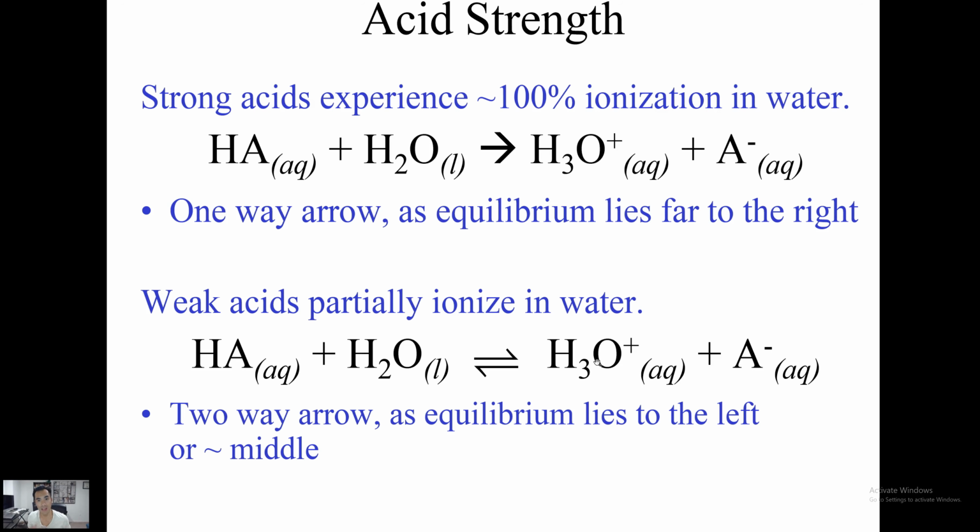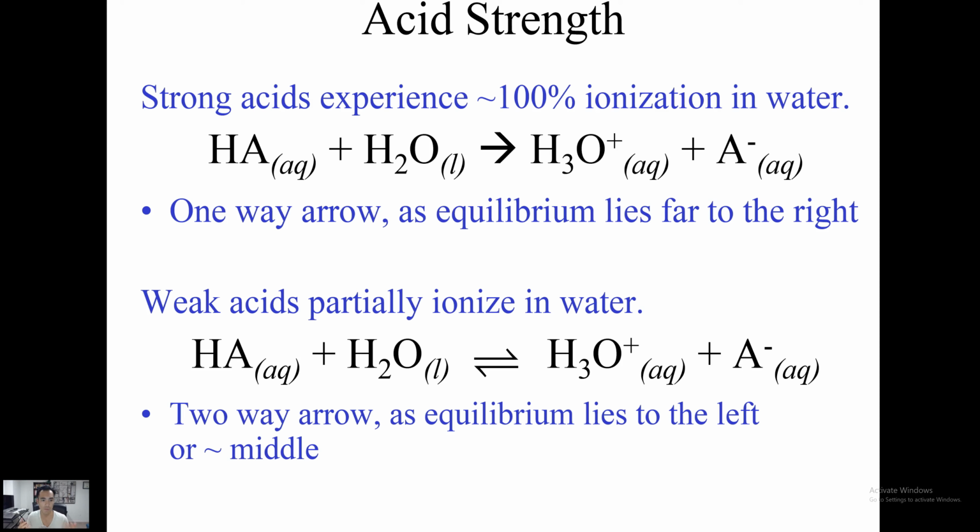Alright, so let's talk about acid strengths. So acids are generally described by the degree of ionization that they have in water. So if I take a look at HA and H2O, I want to know how much of it has ionized into H3O+ and A-. If I get 100% ionization, what I do get is H3O+ and A-. And what that really means is that you have free-flowing ions in the liquid.